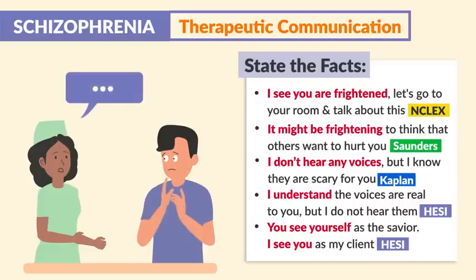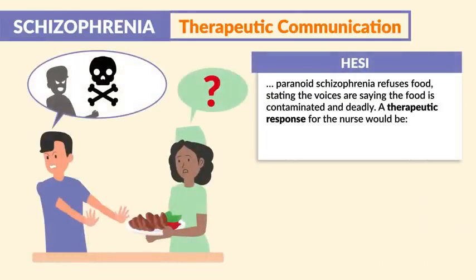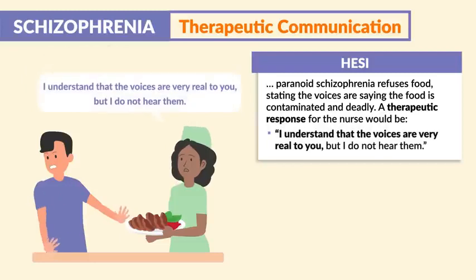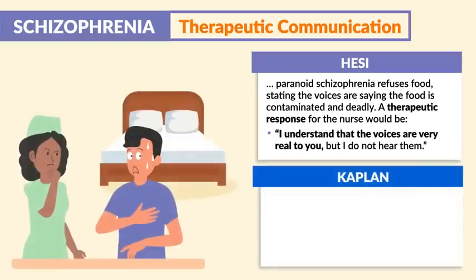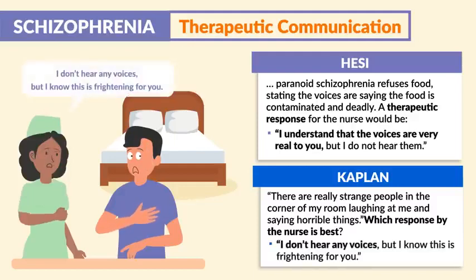So to help you a little bit further, let's see all these statements in action here. Hesse mentions, a client with paranoid schizophrenia refuses food, stating the voices are saying the food is contaminated and deadly. A therapeutic response for the nurse would be, "I understand that the voices are real to you, but I do not hear them." And a Kaplan question: "There are really strange people in the corner of my room laughing at me and saying horrible things." Which response by the nurse is best? "I don't hear any voices, but I know it's frightening to you."